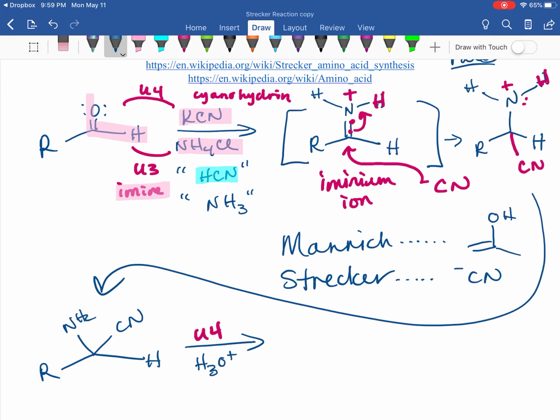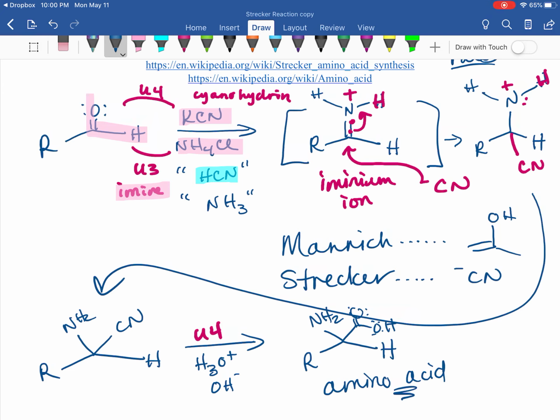Now we know from our Unit 4, shut the front door, what happens to a cyanide if I use either an acid or a base hydrolysis. All right, what happens to your cyanide? You now just made the carboxylic acid. And this, my friends, is our amino acid.